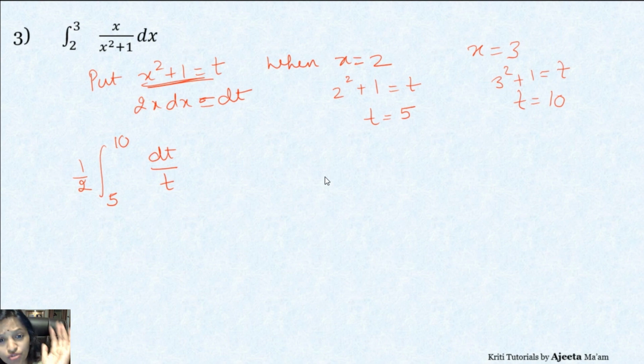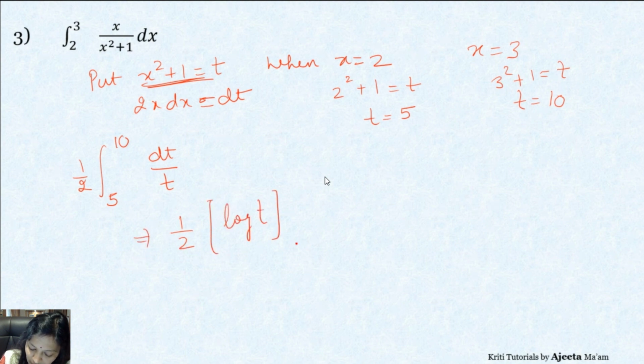Okay, you can do this question without changing limits also. The advantage of changing the limits is you need not change t again to x to put the limits. Okay, now let's see how. So now here we get on integration log t, and the limits are from 5 to 10. So I will simply substitute the limits directly.